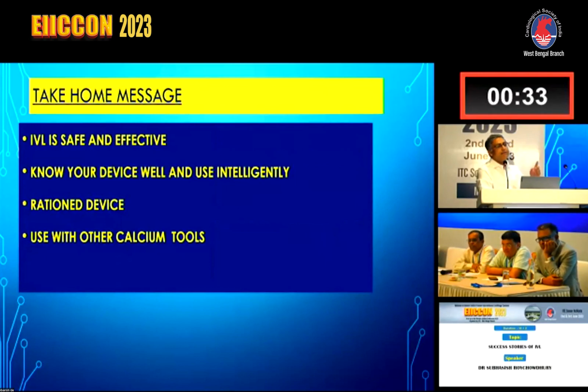There is very little literature about perforations with IVL, and that usually happens with sizing problems. I want you to know your device well, about the position of the emitters, how they emit, how you can pull or push it. Remember, it's a rationed device. I would love to have a 120 pulse, but for the moment we have only 80, and we should always be liberally using our IVLs with other calcium cutting tools.